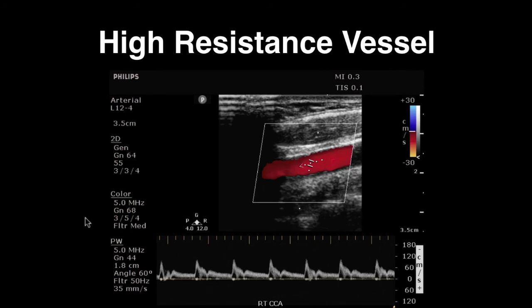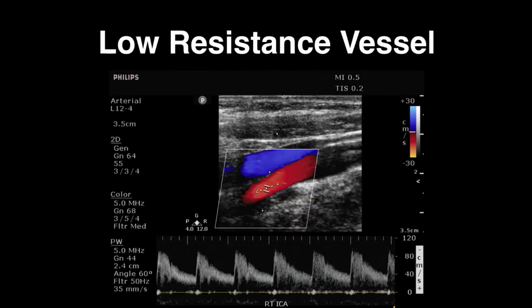And here we have a high resistance waveform, and this is from the common carotid artery. So you can see here you've got the systolic peak velocity, and here you can see you've got your end diastolic velocity, and you can see that there's less forward flow during diastole in this vessel, and that's what you would expect in a high resistance vessel.